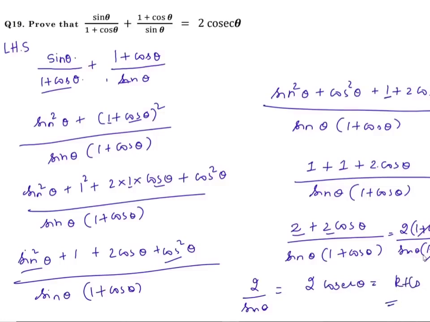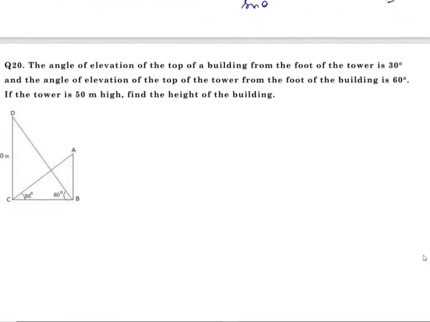Students, learn the identities from the chapter trigonometry. Learn the trigonometric ratios, reciprocal relations, then identities, complementary angles, and standard values of trigonometric ratios for standard angles. If you learn that, the unit trigonometry will become very simple.